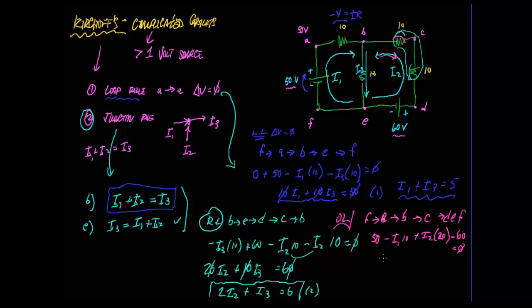So real quickly, that's going to equal a 60 minus 50, let's see, minus 10 equals 10I1 minus 20I2, if I did that right. Divide 10 out, that gives me I1 minus 2I2 equals minus 1. Alright, that gives me my third equation.